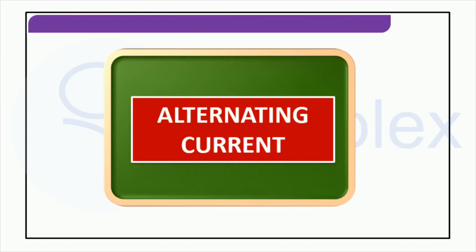Good morning, everyone. Today, we will be discussing an important topic: alternating current. We will take a look at the frequency response of a circuit containing a resistor, inductor, and capacitor in series, its maximum current, resonant frequency, and impedance. Let's get started.